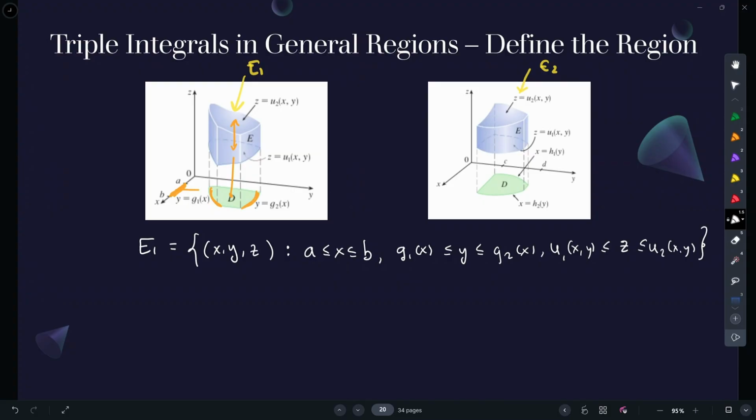Okay. In the second region, we have that the one to run first is y. Then the x is between two functions of y. And then for any one of those points, the z value is again between a function of x and y and a function of x and y. So E2 here is in Cartesian.